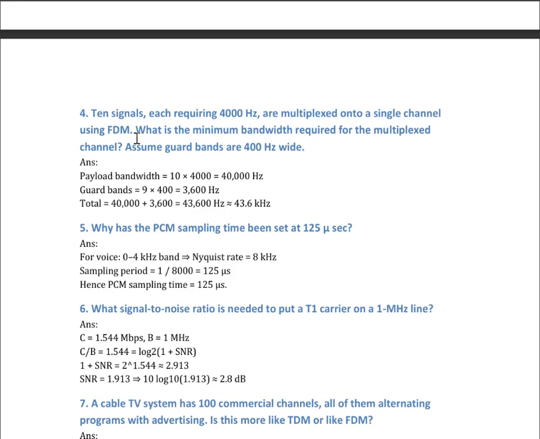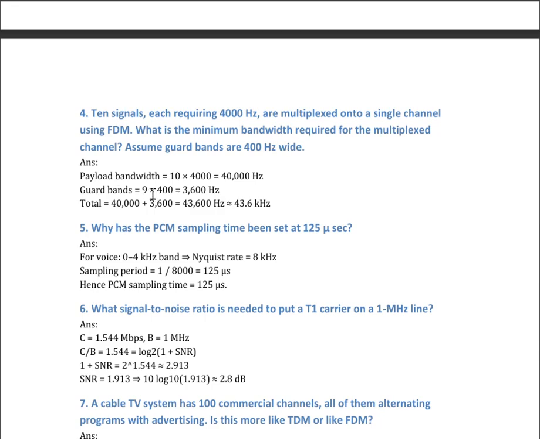So here we know everything. 10 into 4000 is equal to 40 kHz. So what is the guard band? The guard band means the distance between one band and another band. The guard band distance is given, because here it is assumed that the guard band is 400 hertz.